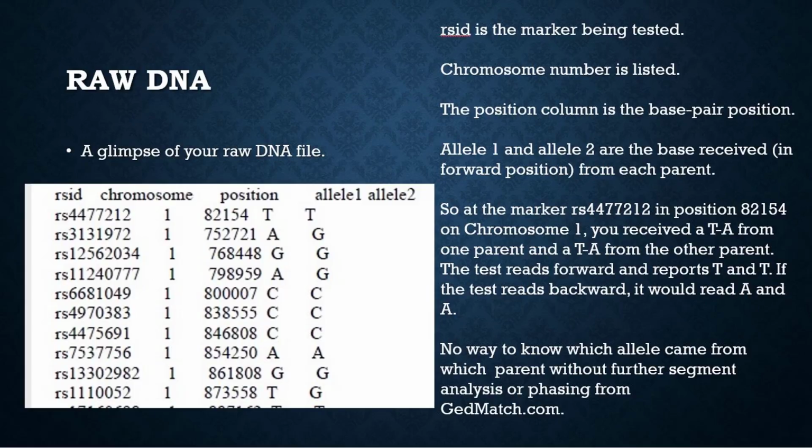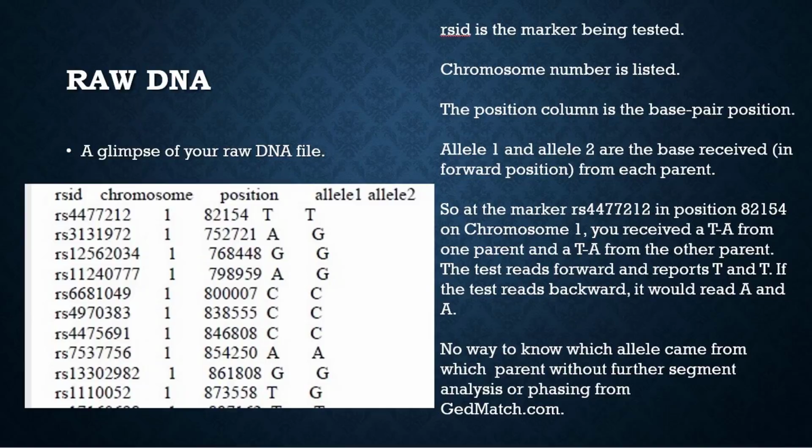How many of you have opened up and looked at your raw DNA file? I know when they tell you to upload to GEDMATCH, they say don't open that zip file. But as soon as you upload to GEDMATCH, you can open that zip file. There's no prohibition against that. But if you open up your zip file, what you're going to see in your raw DNA file is a marker that's being tested, and they're in order of the chromosome. The chromosome number is listed. The position is the base pair position that's been identified that they're testing.